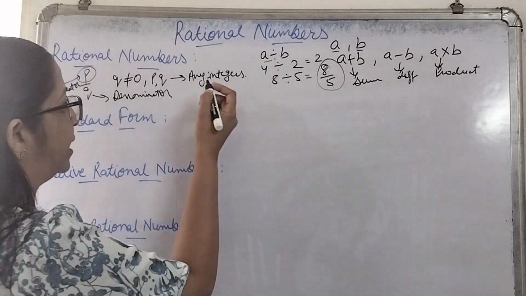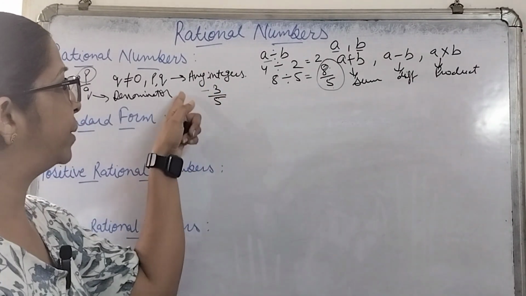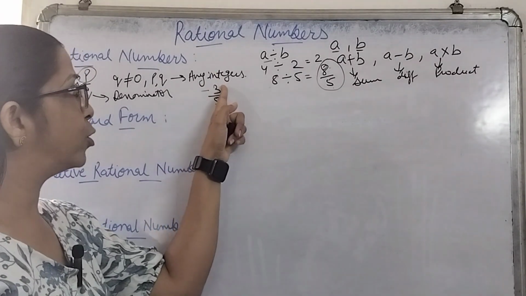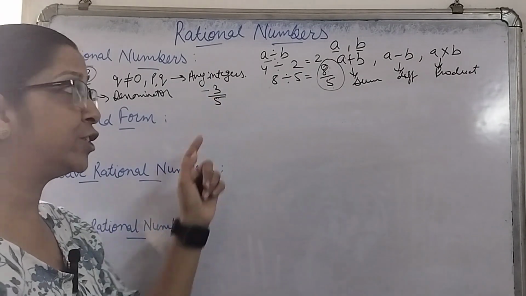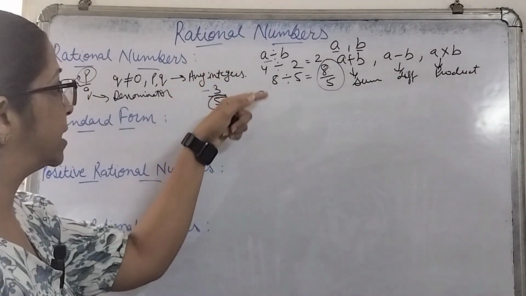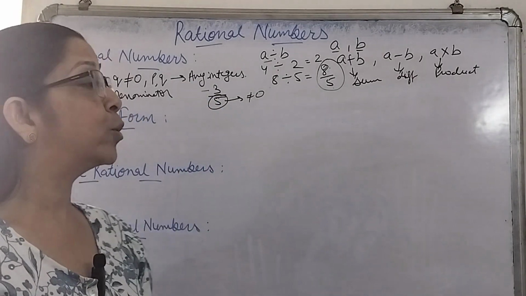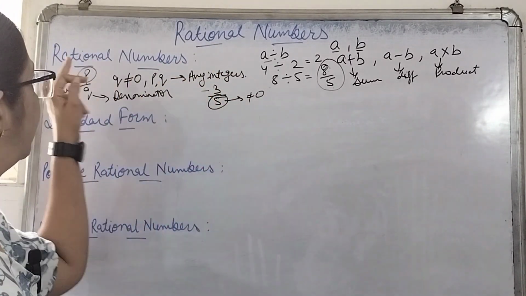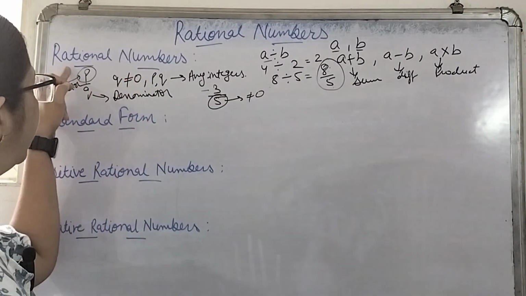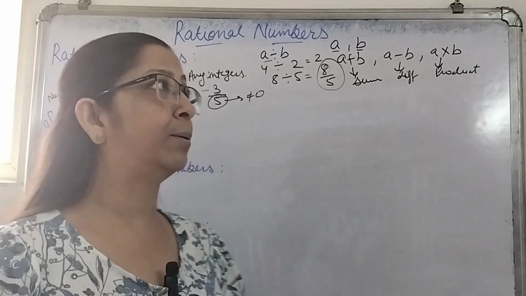Another example we can take, suppose it is minus 3 upon 5. Here the value of p is minus 3, the value of q is 5. Minus 3 is also an integer, 5 is also an integer and this 5 is not equivalent to 0. That's the reason we will be saying that minus 3 upon 5 is a rational number. So any number which can be represented in the form of p upon q, where denominator q should not be 0 and p and q could be any integer, such type of numbers are known as rational number.